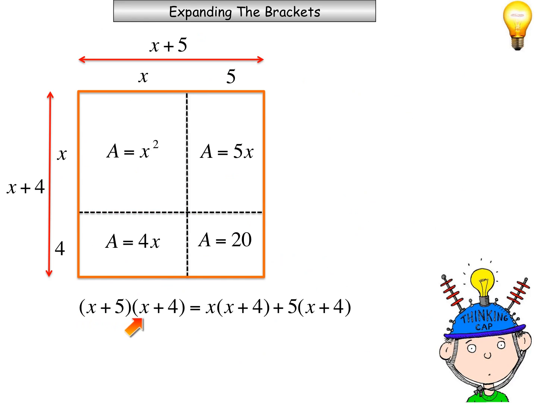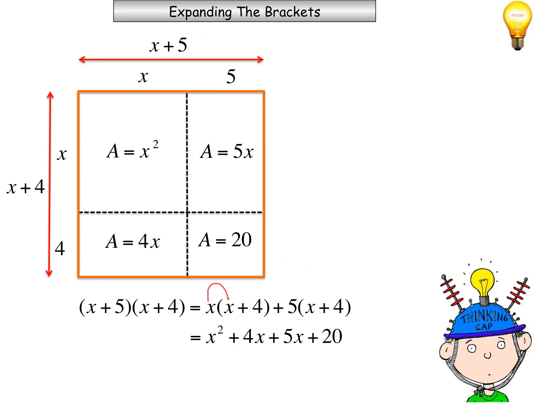So the binomial product is going to be x multiplied by x plus 4, plus the area of this rectangle, which is 5 lots of x plus 4.